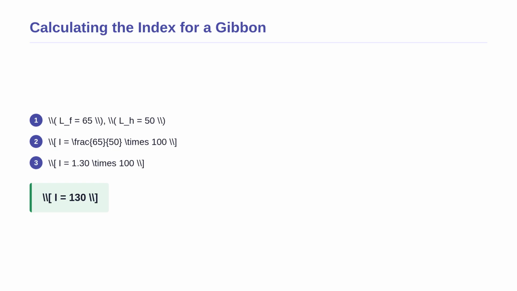Dividing 65 by 50 yields 1.30. Multiplying by 100 gives a final index of 130. This high number mathematically demonstrates that a gibbon has arms 30% longer than its legs, which is a perfect evolutionary adaptation for swinging beneath tree branches, known as brachiation.